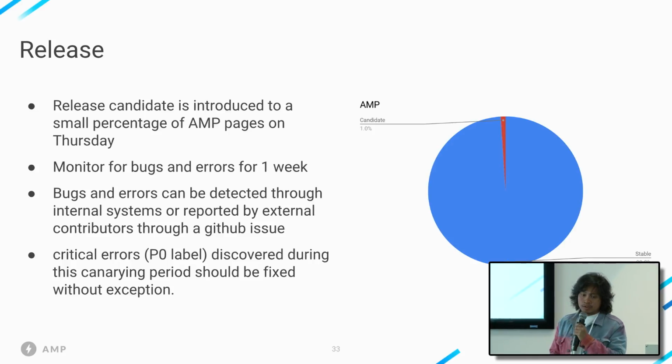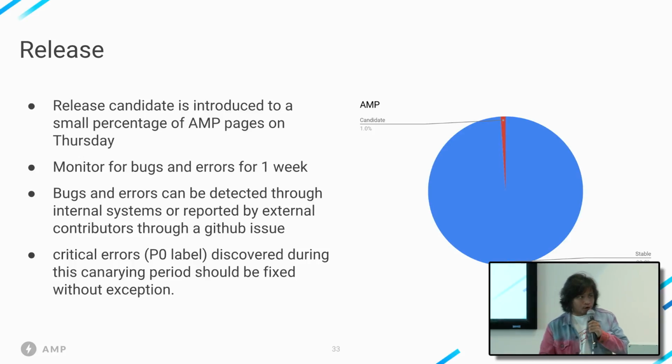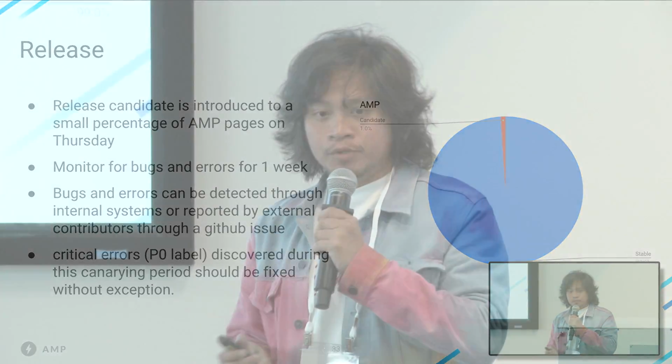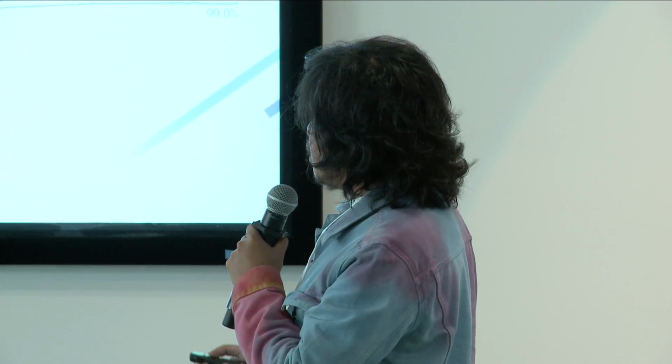These bugs are usually detected internally, or they can be submitted as a GitHub issue, and I hope everyone here knows that one of the biggest contributions you can make to AMP is filing bugs and errors. Not just feature requests, but bugs and errors. We try to improve and fix AMP during this time. If any critical errors are identified during this phase, we will fix them without exception. We will never release AMP into our stable channel without fixing these critical errors.